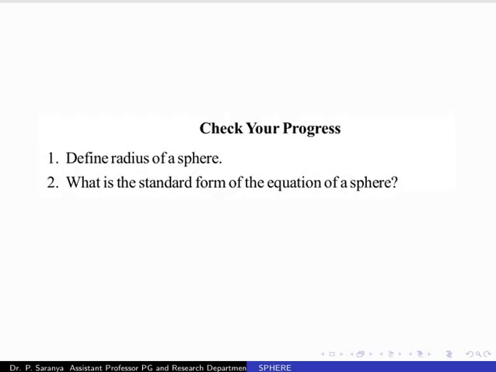From this, check your progress. Define the radius of a sphere, and then what is the standard form of the equation of a sphere?